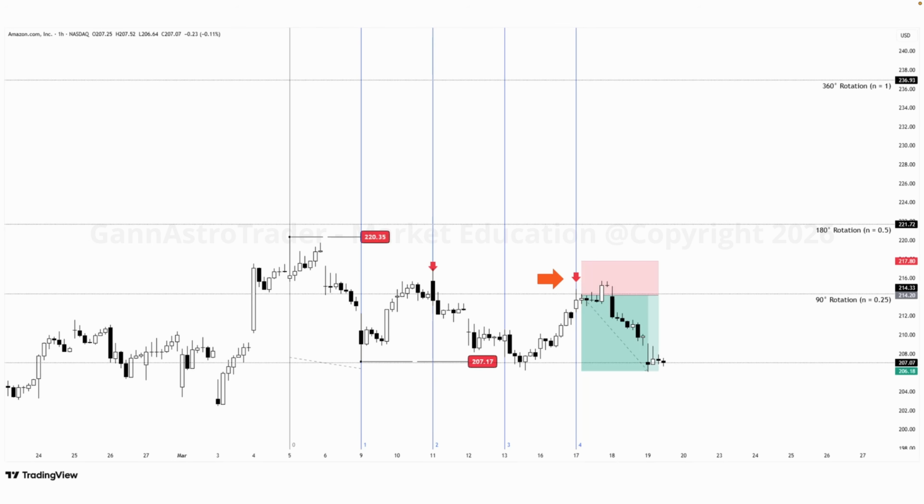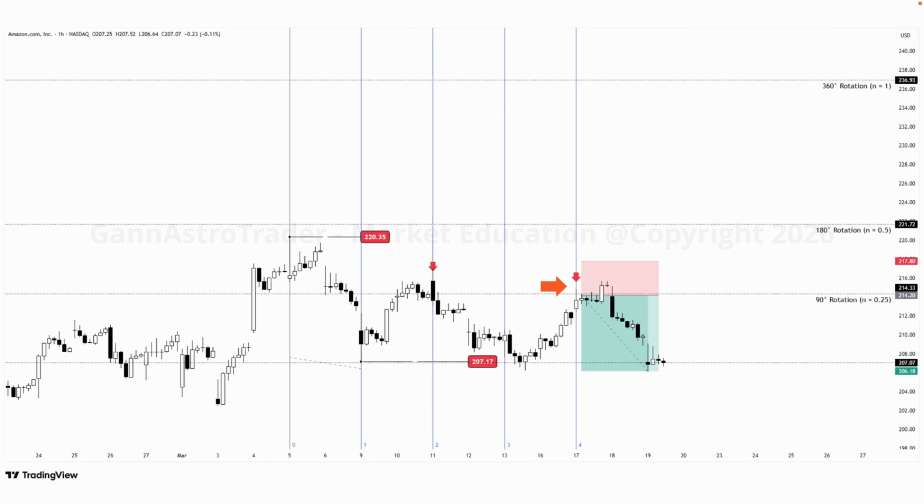This creates a clear trading opportunity. When price reaches a rotational resistance level and aligns with a time cycle, it signals exhaustion of the move. The rejection at that point confirms weakness, leading to a downward move.